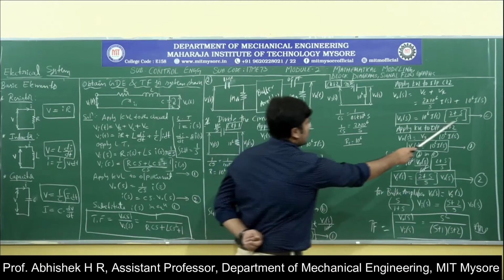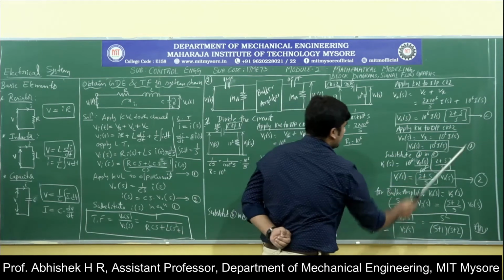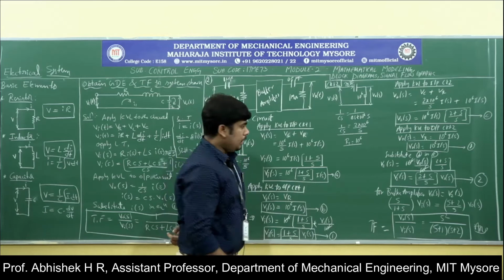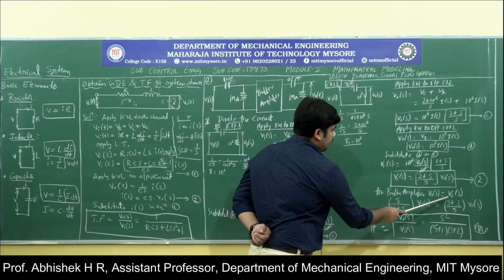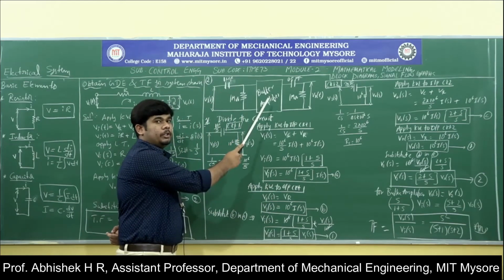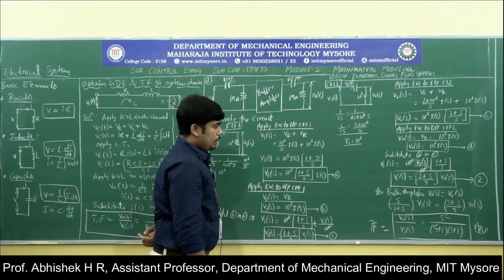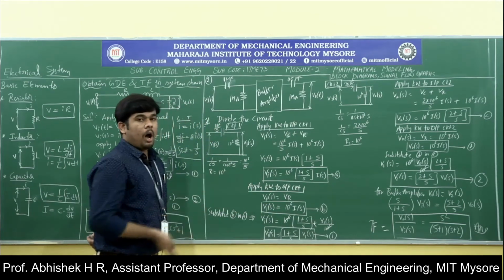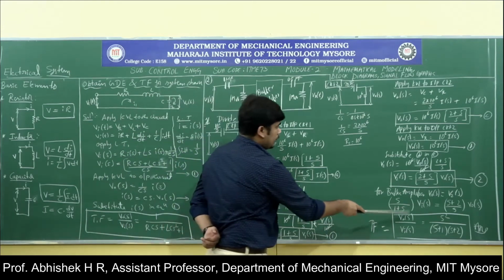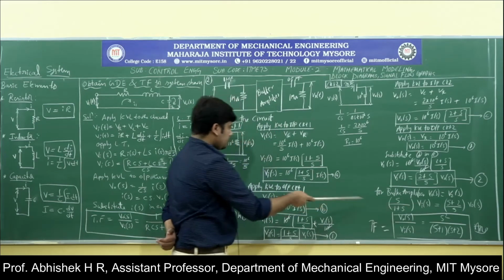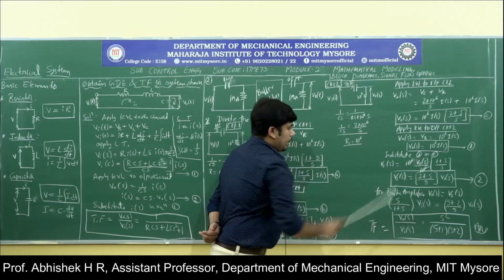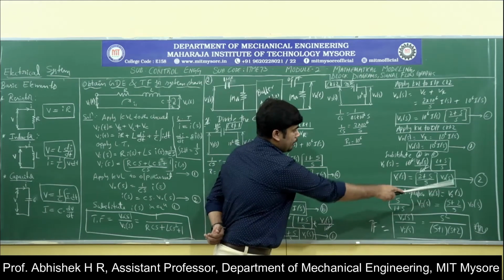Now this equation is called C, and this equation is D. Since it is a buffer amplifier, V1 of S is equal to V2 of S. V1 of S is the input voltage and V2 of S is the output voltage for the buffer amplifier. So just use equation number 1 and equation number 2, and write the values in place of V1 of S and V2 of S.